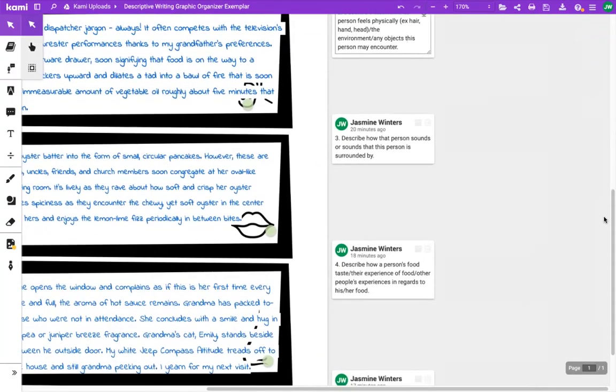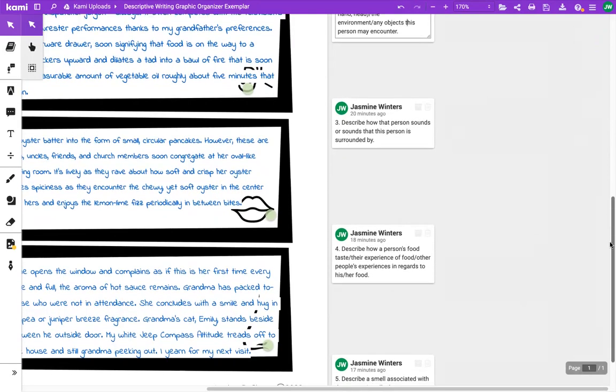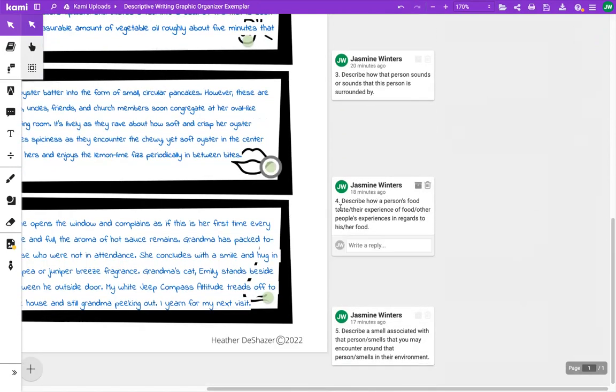The third paragraph encapsulates how that person sounds, or sounds that this person is surrounded by, okay, or maybe even sounds in general. And then number 4, describe how a person's food tastes or the experience of food or other people's experiences in regards to his or her food. We're fixating on the sense of taste. And then lastly, describe a smell associated with that person or smells that you may encounter around that person or smells in their environment. And then we're done.